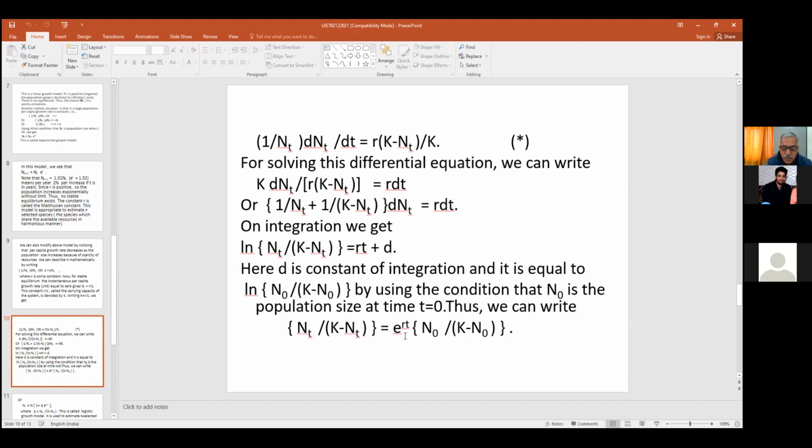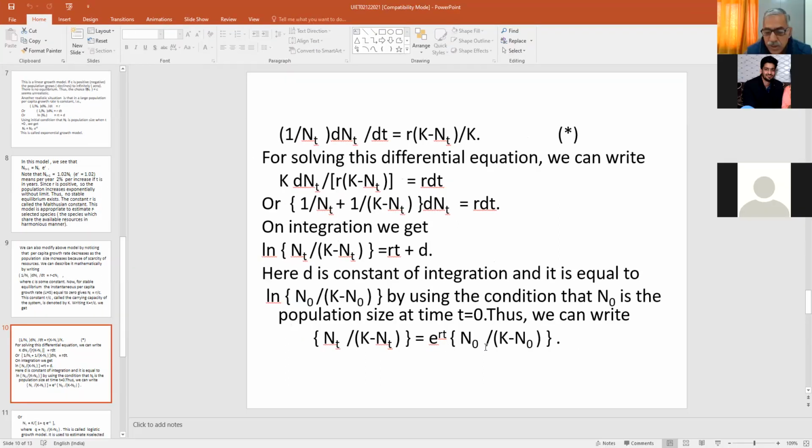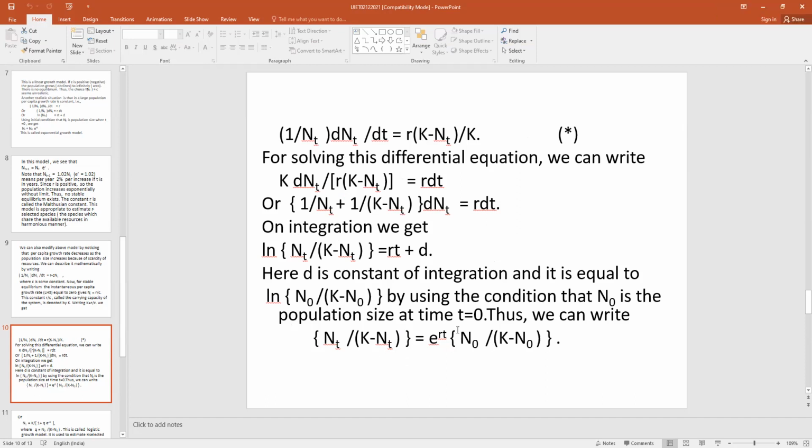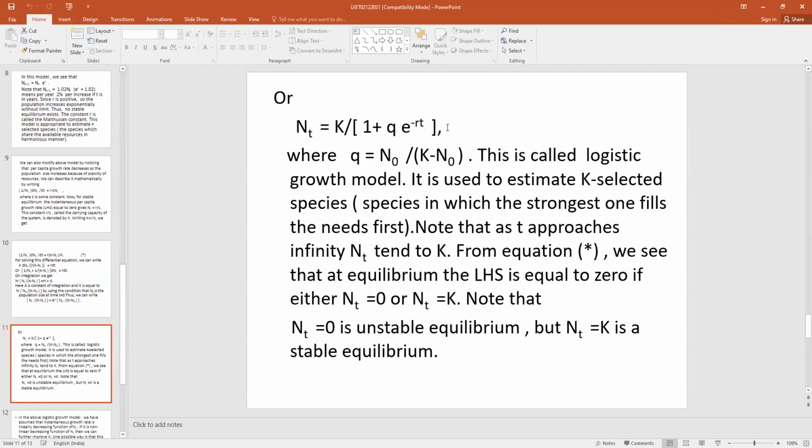You put that D value here and use this one. With simple mathematics, you can write N(t) over K minus N(t) equal to this. Now my aim is to solve this equation for N(t) only, so that N(t) is a function of R, N0 and K. Finally you will get N(t) equal to K over 1 plus Q into e raised to power minus Rt, where Q is equal to this expression in N0.